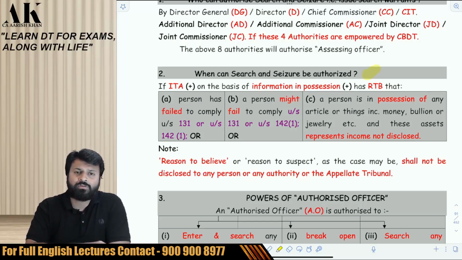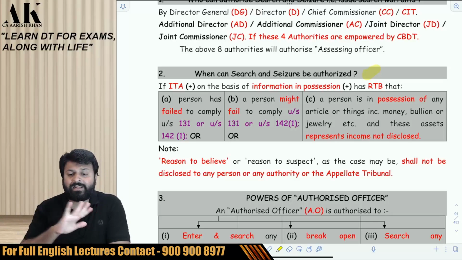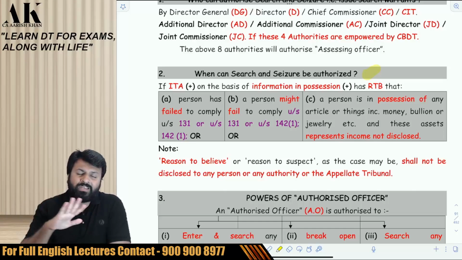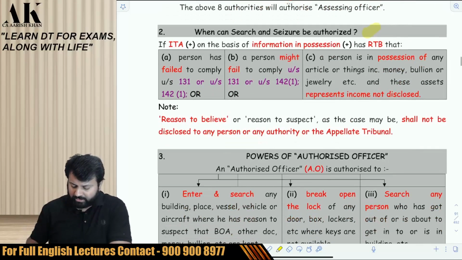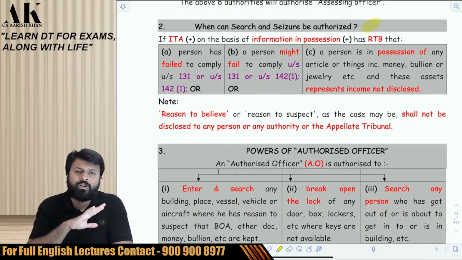Search and seizure. So the question arises: once the search is completed and everything is completed, can the department disclose that reason to any person? And the answer is no. They cannot disclose that to any person, any authority or tribunal. Check over here.